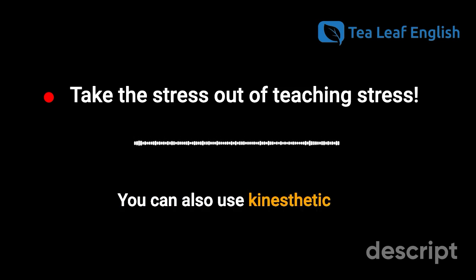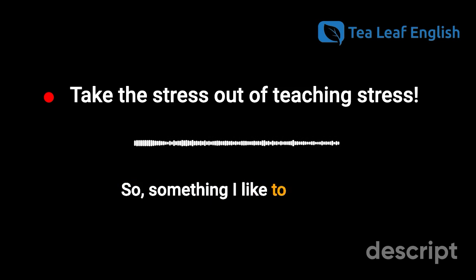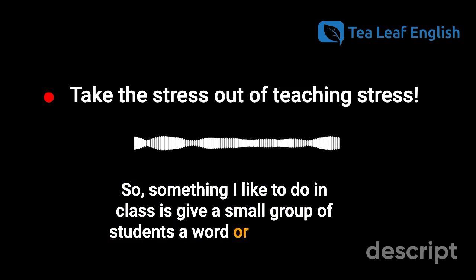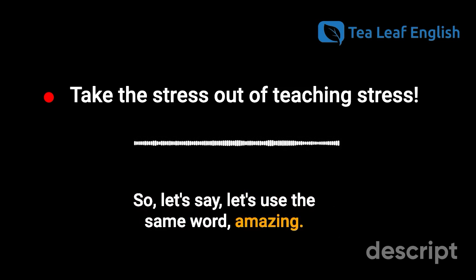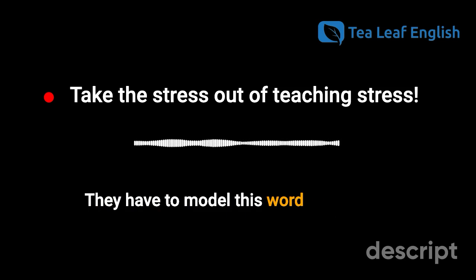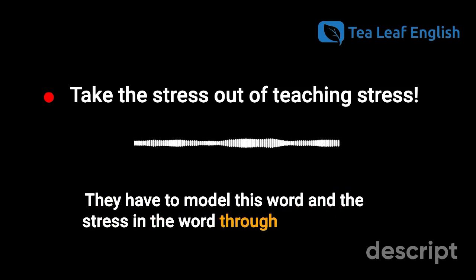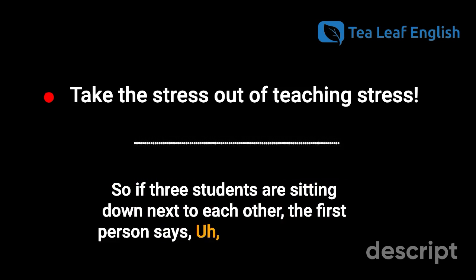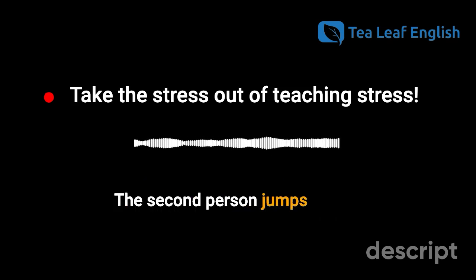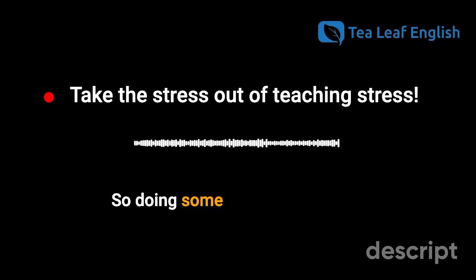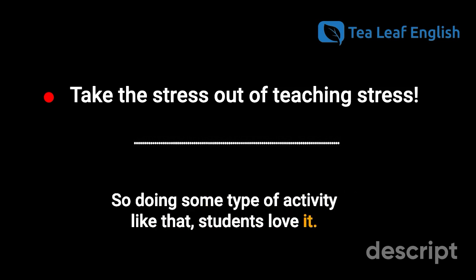You can also use kinesthetic or physical activities. So something I like to do in class is give a small group of students a word or a sentence. So let's use the same word, amazing. You have 3 students in the group. They have to model this word and the stress in the word through movement. So if 3 students are sitting down next to each other, the first person says a, they stay seated. The second person jumps up, may. Third student sits down, zing. And they present that to the class. So doing some type of activity like that, students love it.